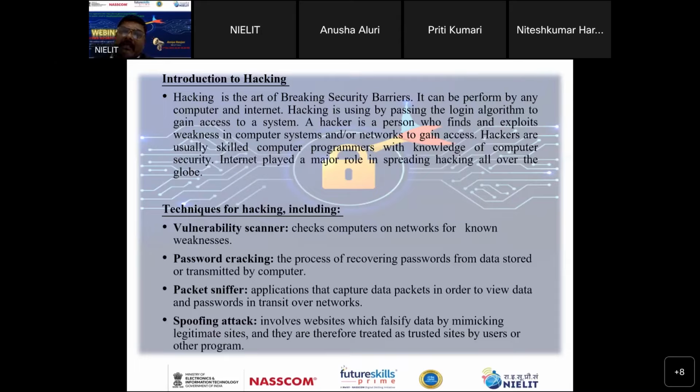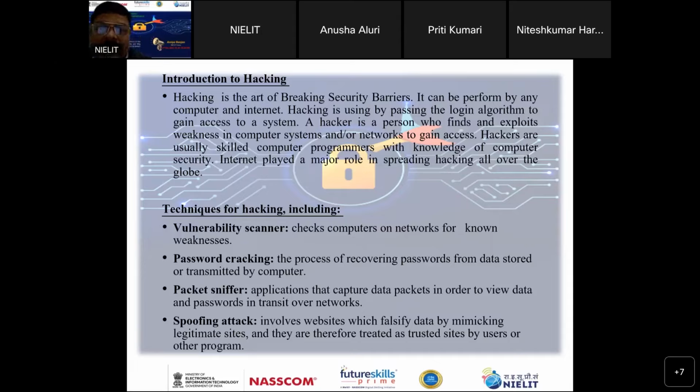Next part is hacking. What is hacking? Hacking is the act of breaking security barriers. It can be performed by any computer with the internet. Hacking works by bypassing the login algorithm to gain access to a system. A hacker is a person who finds and exploits weaknesses in a computer system or network to gain access. Hackers are usually skilled computer programmers with knowledge of computer security. The internet played a major role in spreading hacking all over the globe.